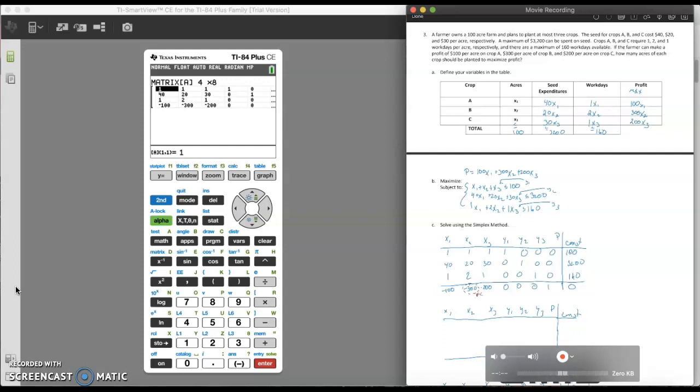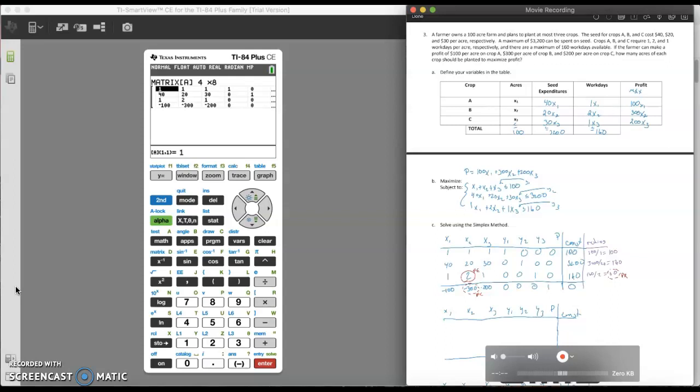For the pivot row, we've got to check our ratios. So we have 100 divided by 1. We have 3,200 divided by 20, and that gives us 160. And then we have 160 divided by 2, which gives us 80. So it looks like it's this one. That's going to be our pivot row, the 80. So our pivot element is this 2. And that's where we want to start.